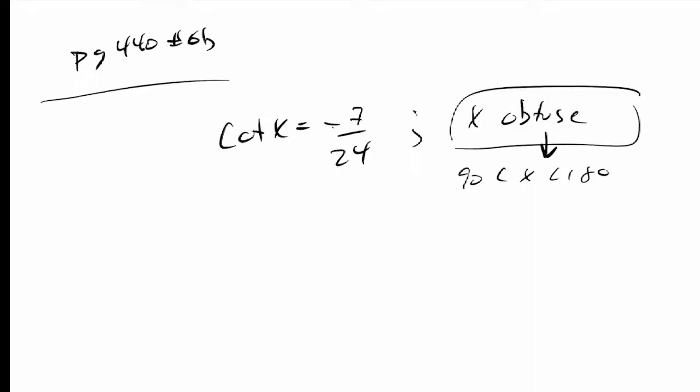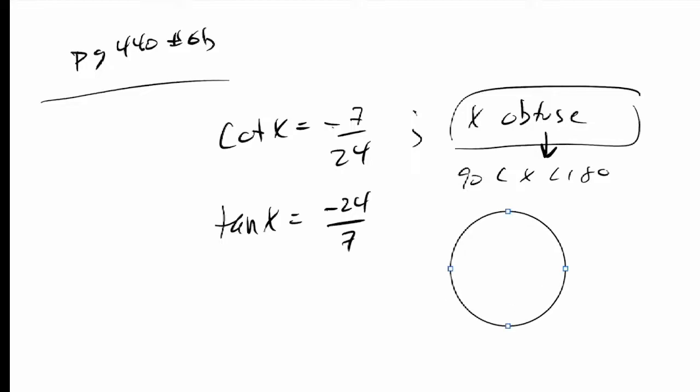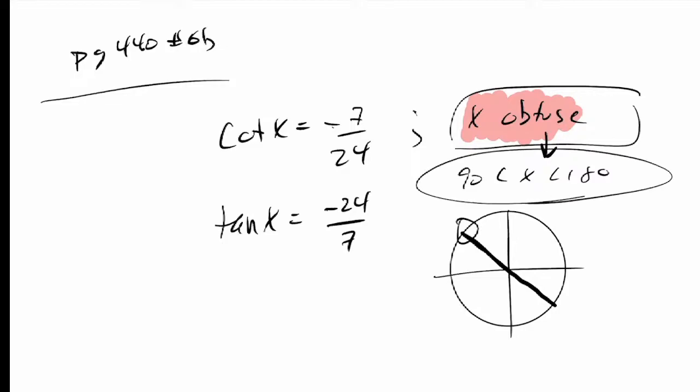For this one here, Michael, the idea is they give you the cotangent of x is negative 7 over 24. That means the tan of x is negative 24 over 7. So your tan function is negative in 2 quadrants, right? But because they told you that your x value is obtuse, that means your x value is in this quadrant here, because this is between your 90 and 180 degrees.